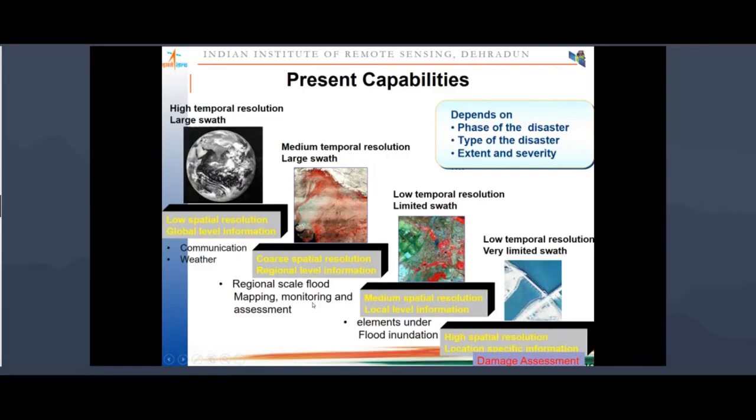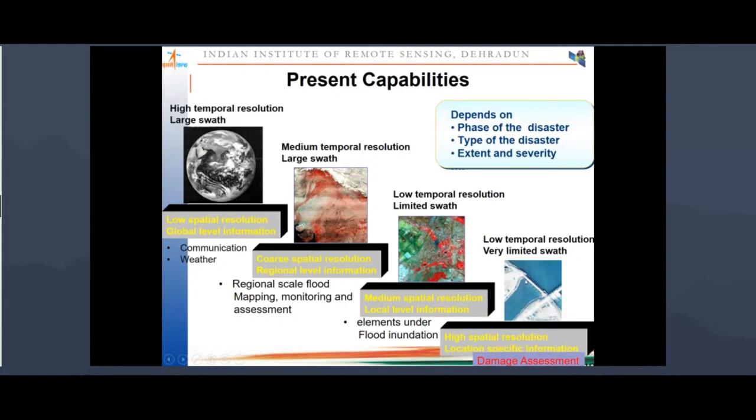Okay, so any flood which is coming in the entire, let us say, Assam, you want to monitor, take one scene of AWiFS with 56 meter, you will get this. But we have other sensors like LISS-3 at 30 meter, LISS-3 is 23.5 meter. So they are low temporal resolution. Repetitivity is only 24 days. Here it is every 15 minutes or half an hour. Here every 5 days. But here 24 days. But it has good resolution, like 23.5. So medium spatial resolution, local level information you can get from this.